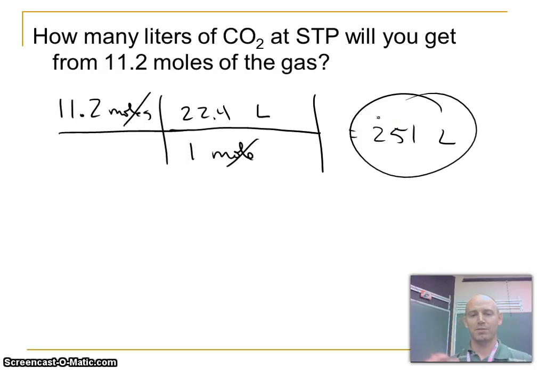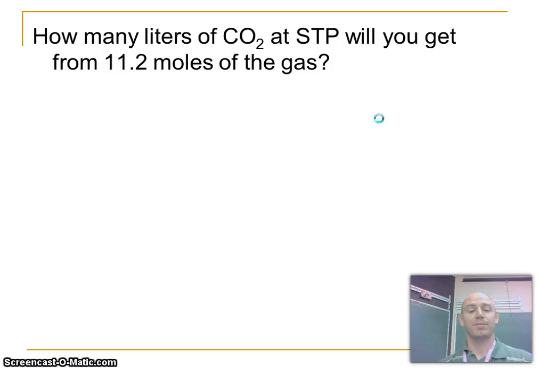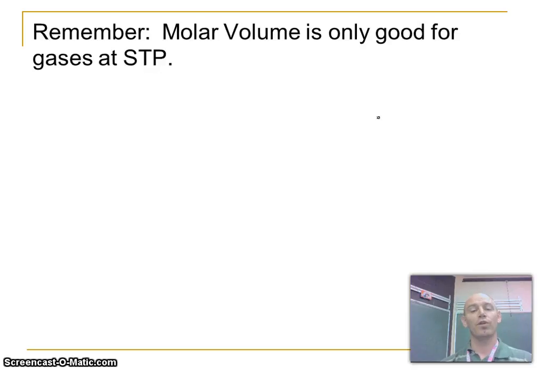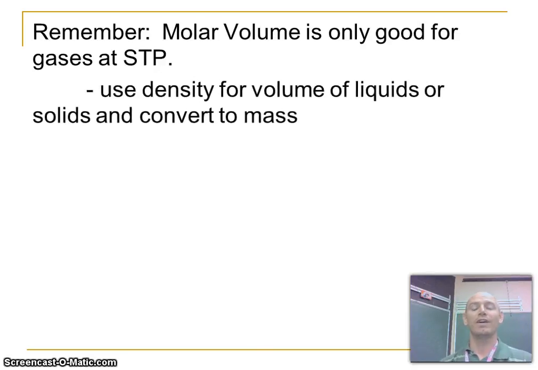And again, this can also work the other direction. You can flip this and put the 22.4 liters on the bottom and the 1 mole on the top, if that is what you need to do to get your units to cancel out. Just like any other conversion factor. Now, one thing to be wary of, molar volume is good only for gases at STP. So if you are given, say, a solid or a liquid, and you're asked to do something with volume, either start with volume or end up in volume, you are going to have to use another conversion factor. And the most likely one is going to be density. So use density if you're given a solid or a liquid.